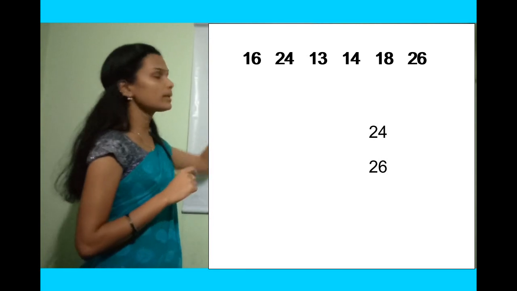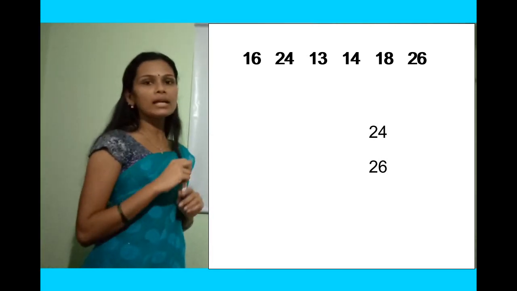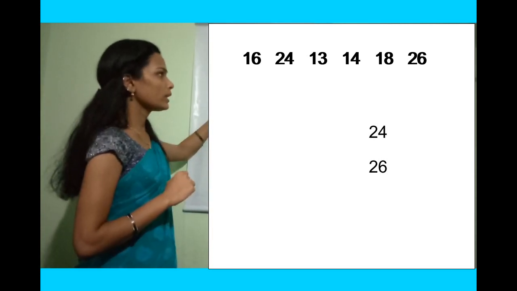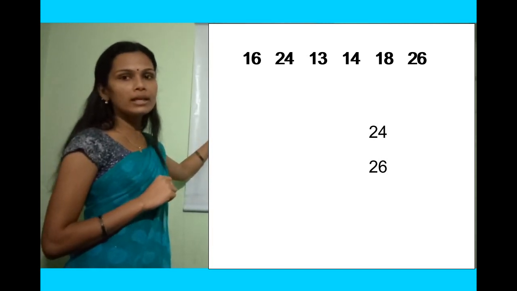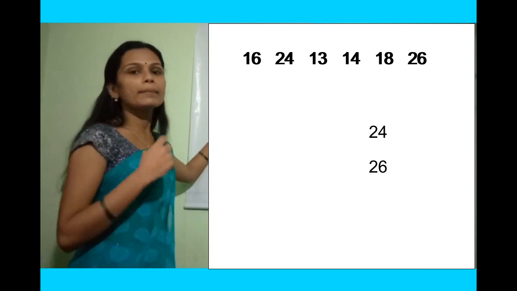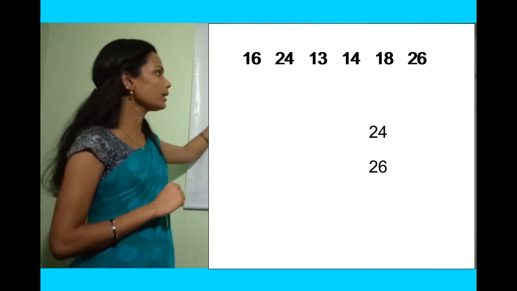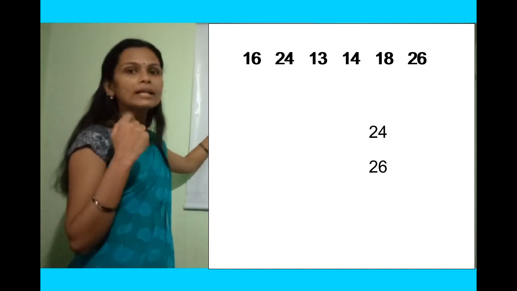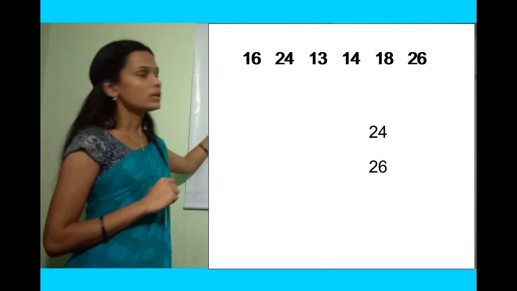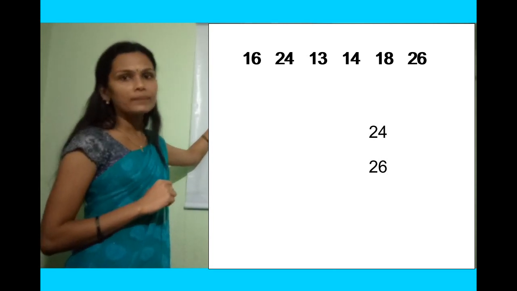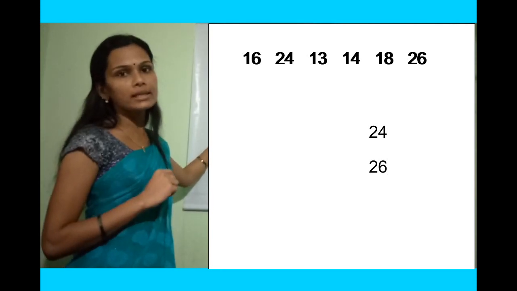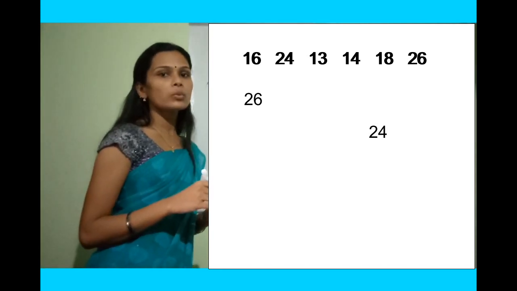Here 2 numbers are having 2 as the first digit. So write those numbers first. 24 and 26. Both the numbers are having 2 as the first digit. Compare the second digit. Here which number has bigger number as second digit? 26. So 26 is greater than 24. First of all we have to write 26. Then write 24.